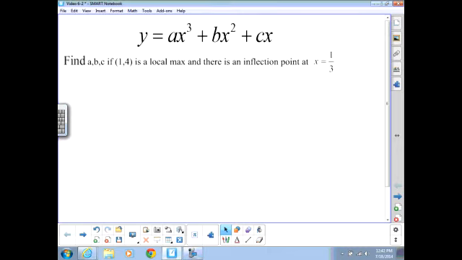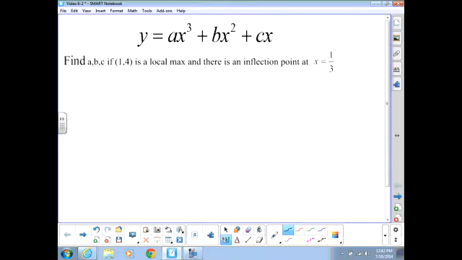In today's video, we'll continue to use our knowledge about first and second derivatives and what it tells us to help us in certain problems. We want to find A, B, and C in this particular equation, knowing the following information. If (1,4) is the local max, and there's an inflection point at x equals 1/3.